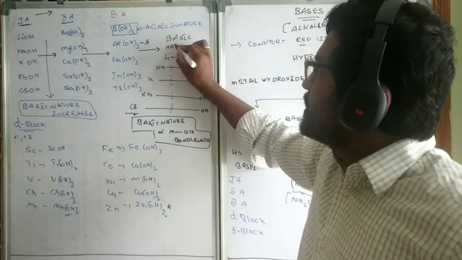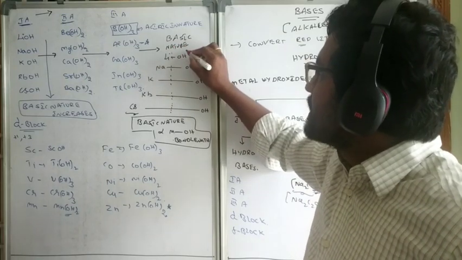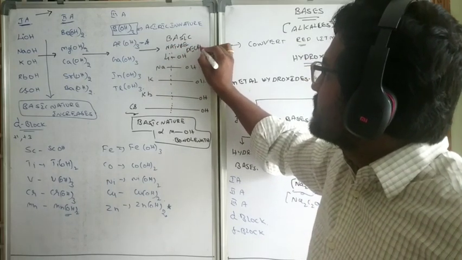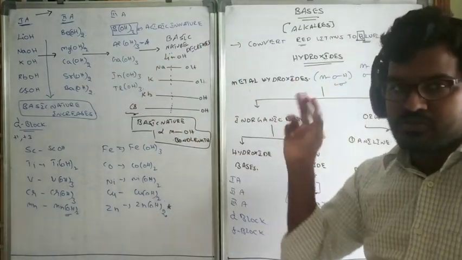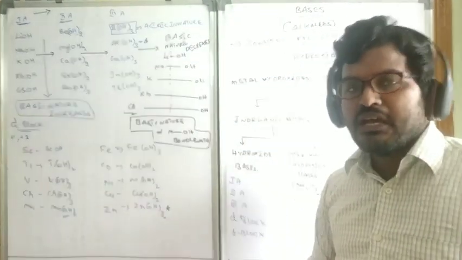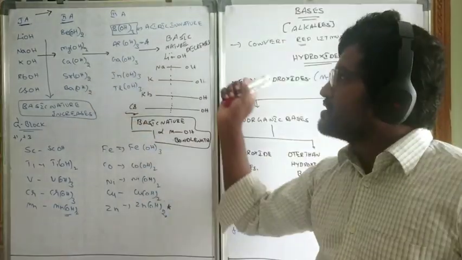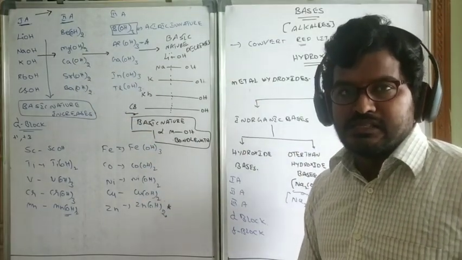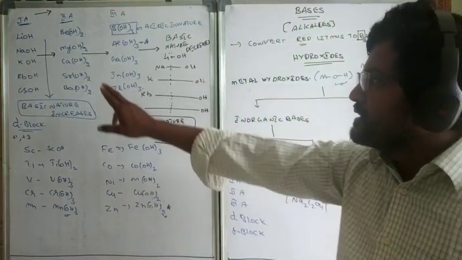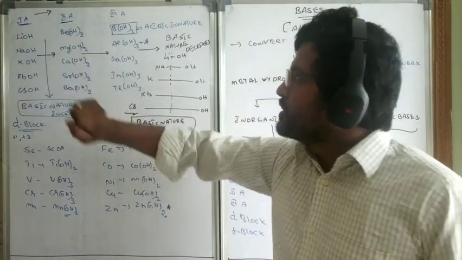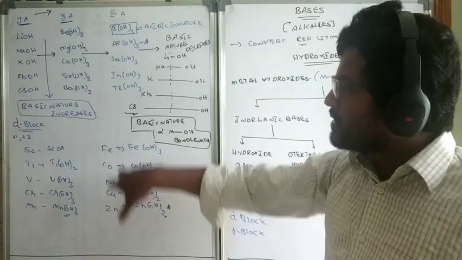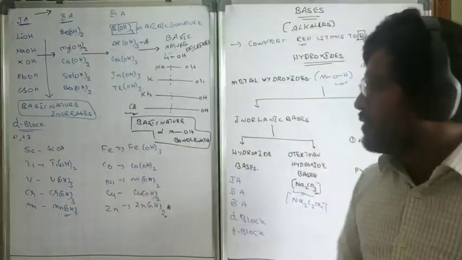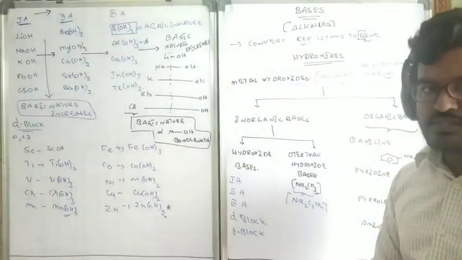basic nature decreases. So as you move from left to right in the periodic table, the basic nature of the hydroxides will be gradually decreasing. Like this, we can explain the strength of first A group hydroxide bases, second A group hydroxide bases, third A group hydroxide bases, and then D block hydroxide bases.